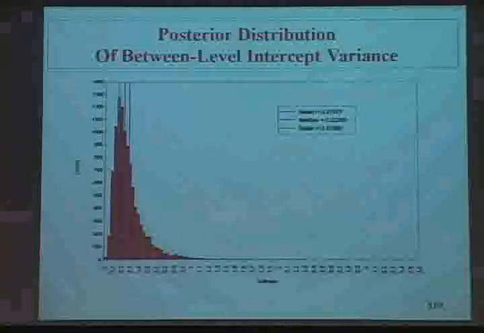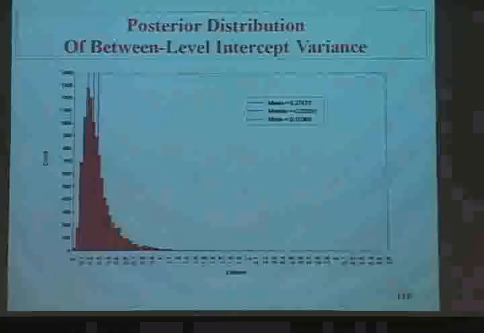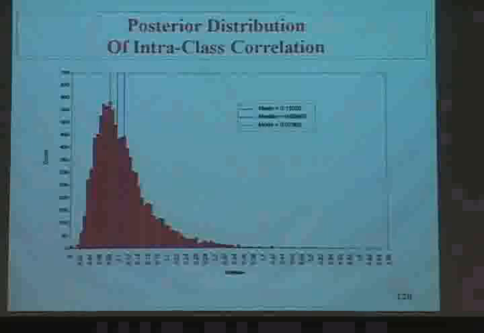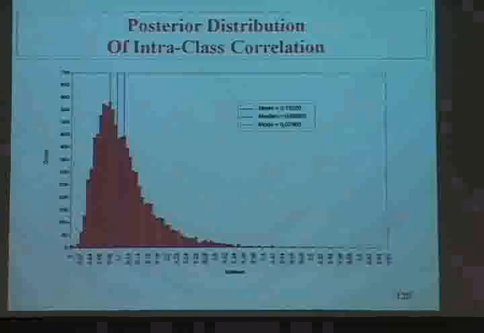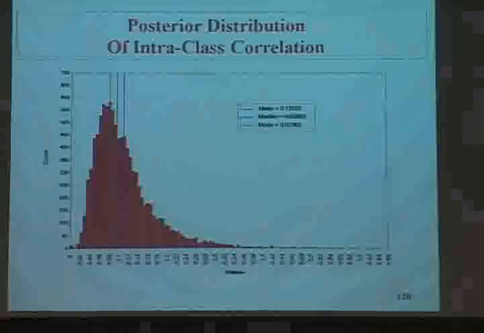Here's what the posterior distribution looks like for the between level intercept variance. Certainly not normal. When it comes to variances, particularly in small samples, you have a very chi-square-like distribution for them. And the median is 0.22 here, so that's the one we actually reported in the output. The intra-class correlation posterior is also quite skewed, so a symmetric 95% confidence interval that ML would give is not relevant.